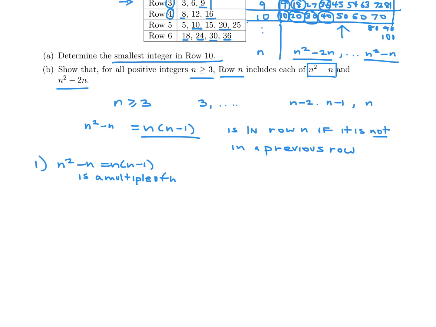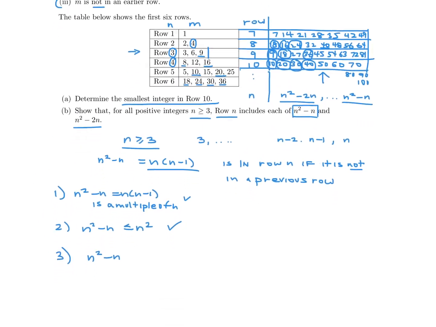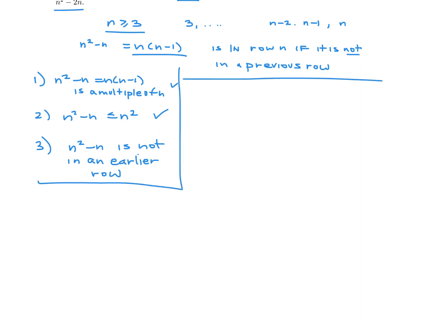Now, is it less than n squared? Is n squared minus n less than or equal to n squared? Well, it is, because n is greater than or equal to 3. So if you subtracted it from n squared, it would be definitely less than n squared. So that's those two. Now the third one is that n squared minus n is not in a previous row, right? Is not in an earlier row. Yeah, that's what we have to show. If I can do that, then I will have fulfilled all three criteria. Okay, so that's what I have to concentrate on. Now, how do I do that?